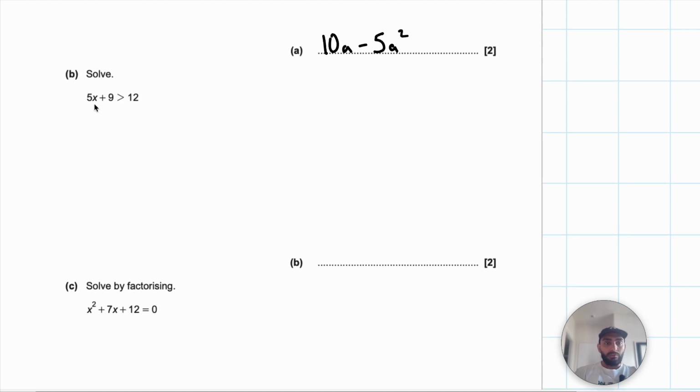Part B. So 5x plus 9 is greater than 12. So we'll just treat this as an equal sign. Right now, x is being multiplied by 5, and we're adding 9, so we'll take away 9 first. So 5x is greater than 12 take away 9, which is 3. X is being multiplied by 5, so we divide by 5. X is greater than 3 over 5.